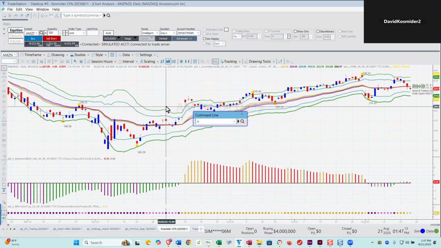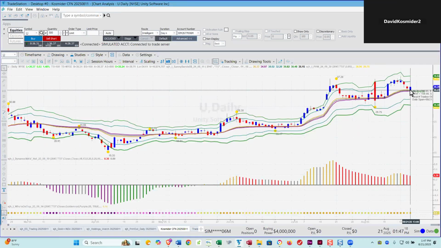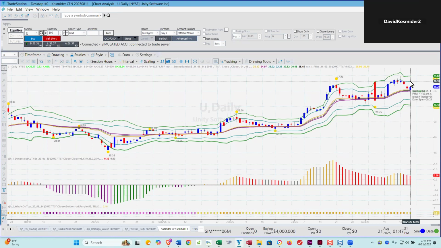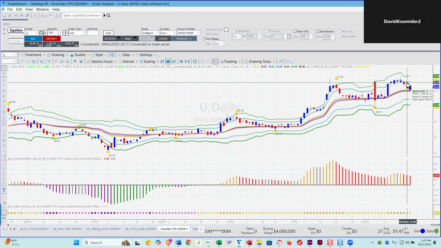Let's look at Unity. Well, we're down to the DMA again. It's flat, so we should, that's a blue candle, so we should bounce to the upper inner band, which is right here at 38.16. So we should bounce to that level. And if it keeps going, then it'll go up to the outer band at 39.90 something. So we're looking at a move up. So we've got a mixed bag here. And we've got some going up and some going down.